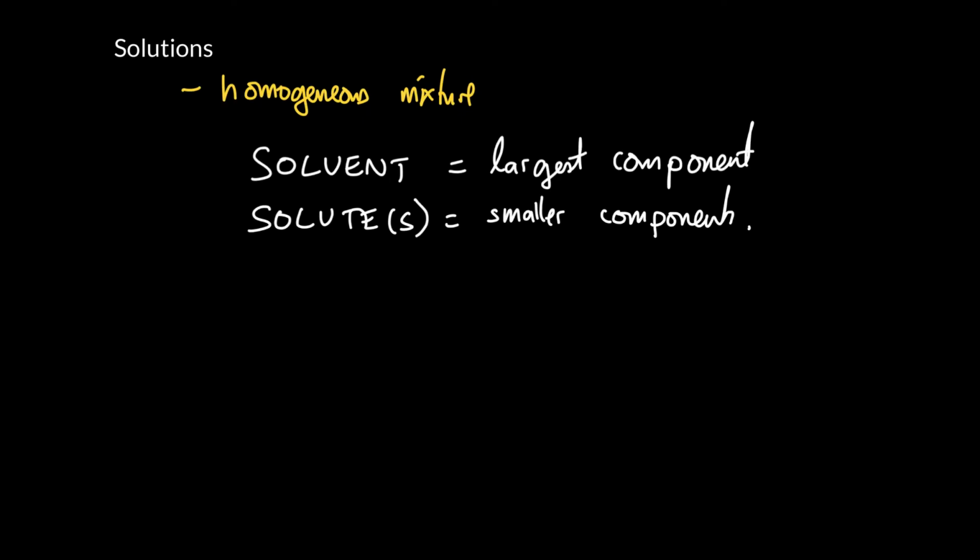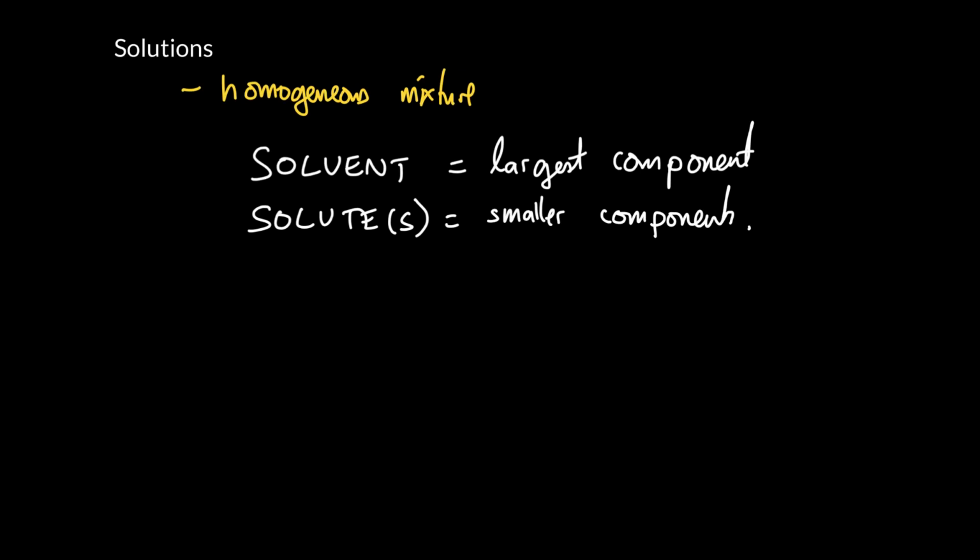Now, what exactly do you mean by largest and smallest? Does it refer to mass? Does it refer to moles? Does it refer to something else? And the answer is, we're actually not going to say. It turns out it's just a naming convention. So if you think it's mass, then you may get a slightly different answer than if you think it is moles. But in general, we just need some way to refer to stuff. So we're just going to use solvent for the big stuff and solute for everything else.